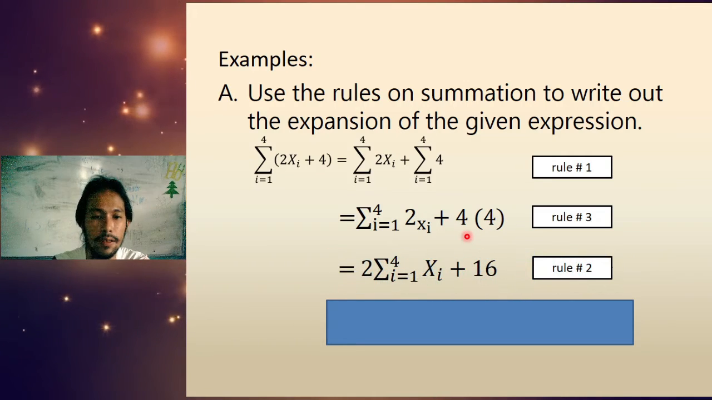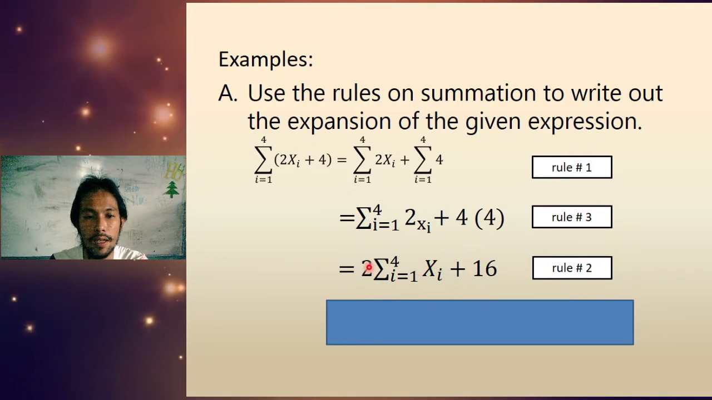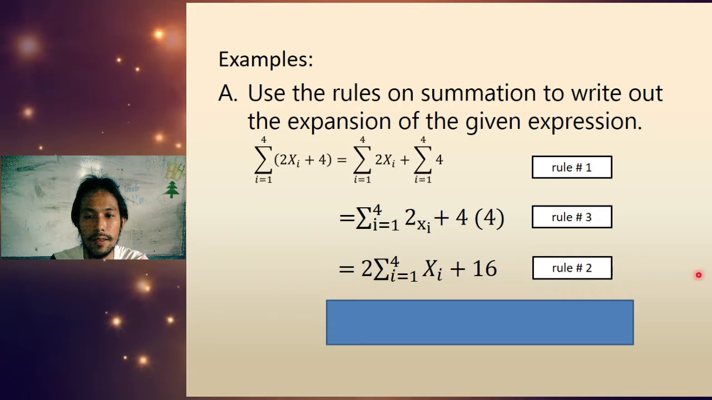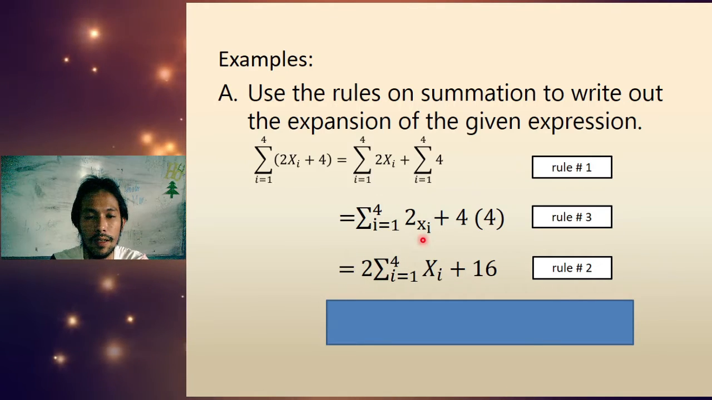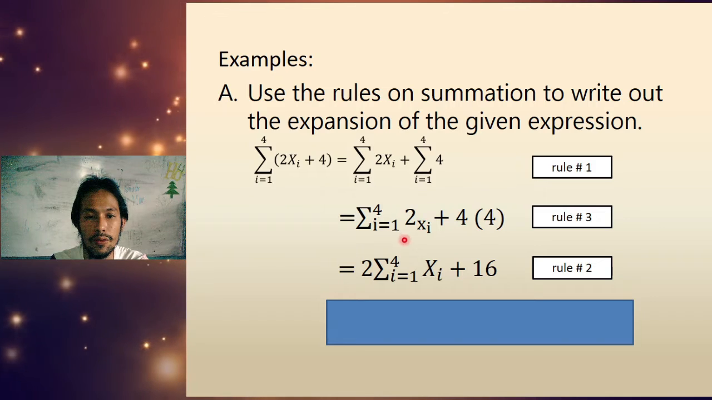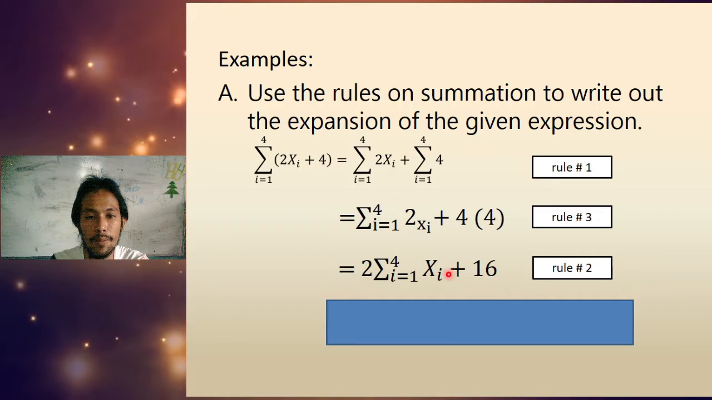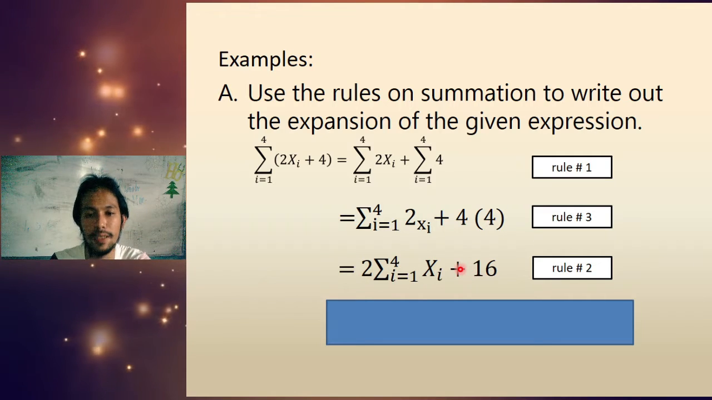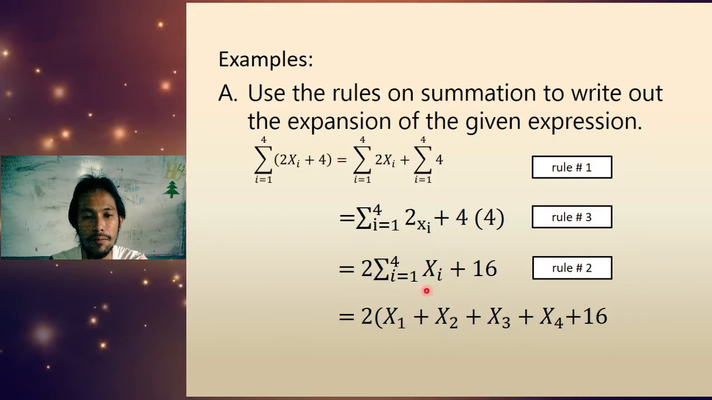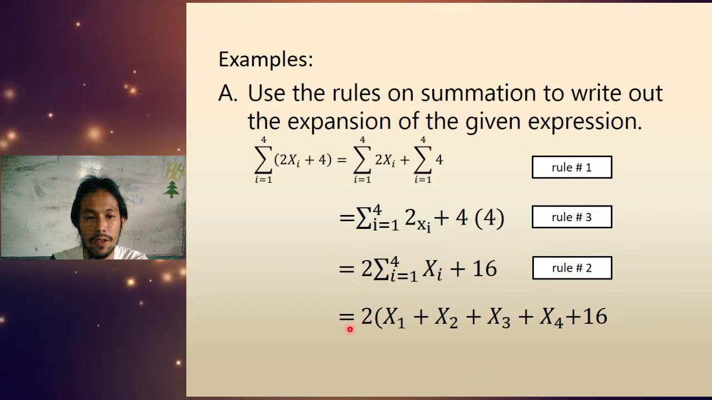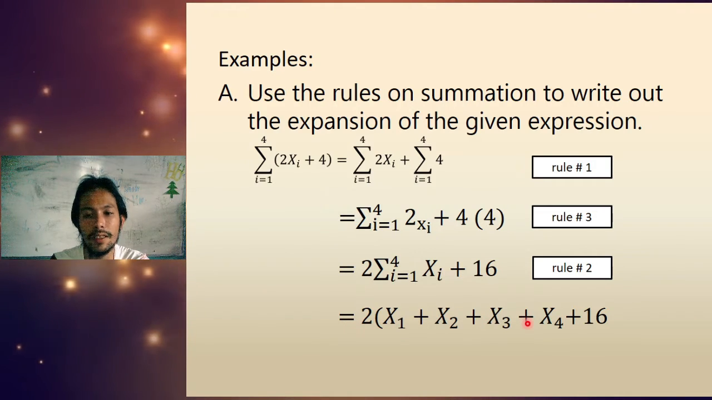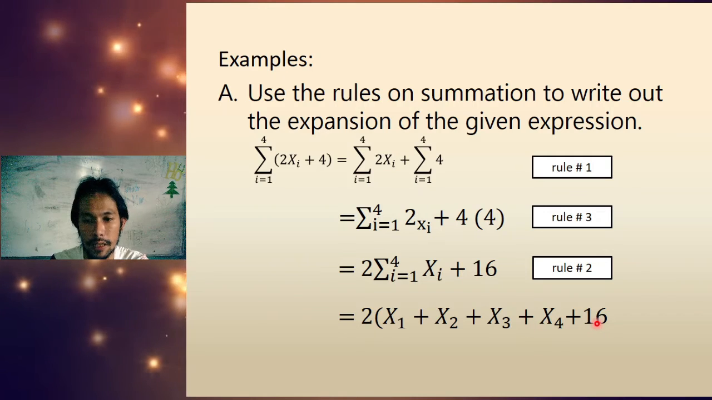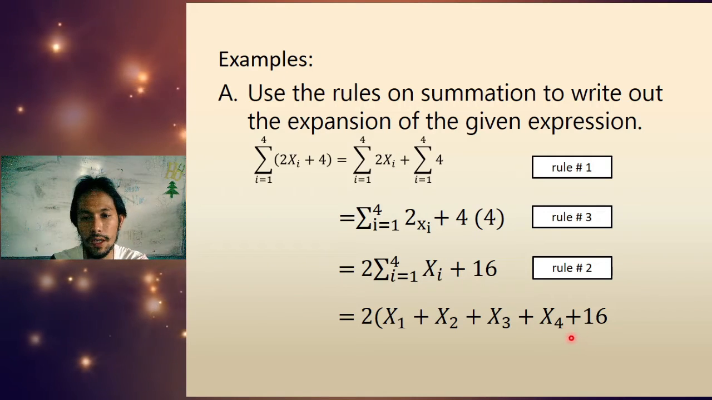And then, ang next kay rule number 2, ang constant nga 2, gibalhin sa gawas, mahimo siyang 2 summation of x sub i plus 16. Dayon, mo na din siya iyang full form. So, 2 times x sub 1 plus x sub 2 plus x sub 3 plus x sub 4 plus 16. So, mao na siya.